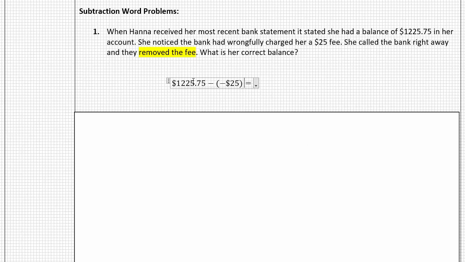Well, you can think about our number line model or our chip model, and in either way, our correct answer would be $1,250.75. After they removed the fee, her correct balance should have been this.